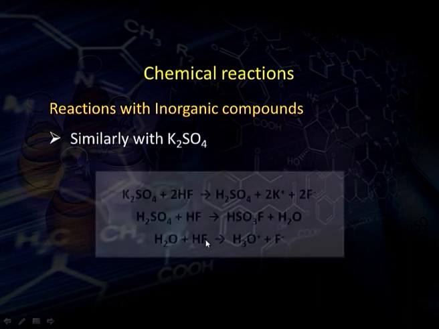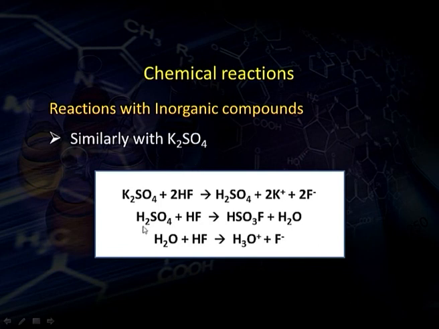Similar type of reaction takes place with K2SO4. K2SO4 reacts with hydrogen fluoride to form H2SO4 plus KF. Now, this H2SO4 again reacts with HF to form HSO3F plus water, and the water reacts with HF to form a protonium ion plus a fluoride ion. So this was all about the two solvents which we have discussed, that is liquid SO2 and hydrogen fluoride.